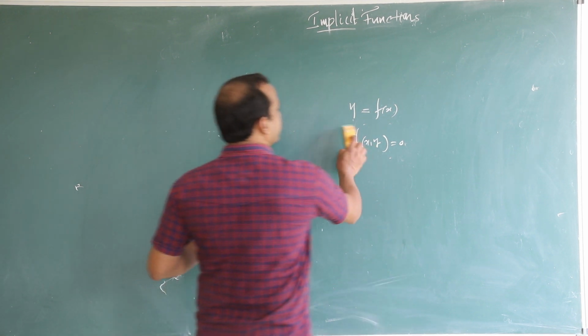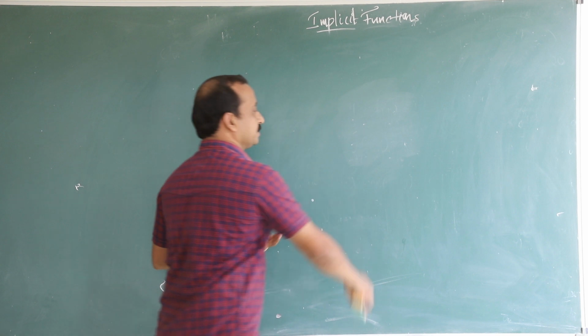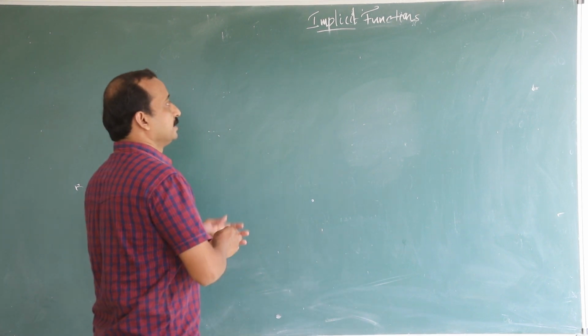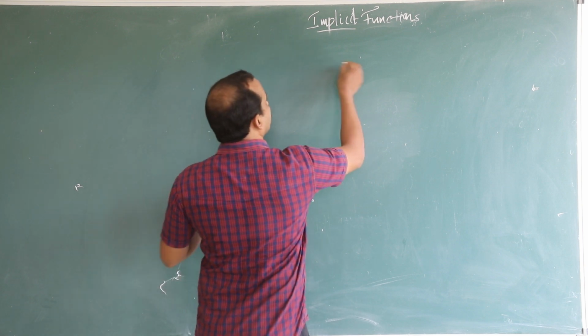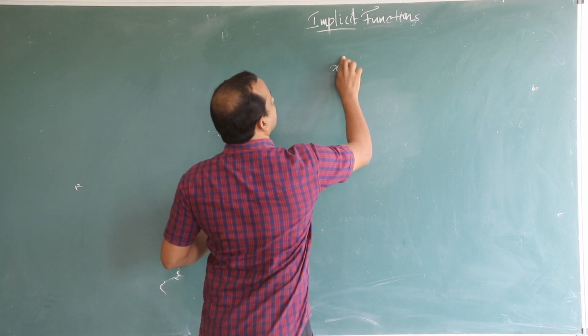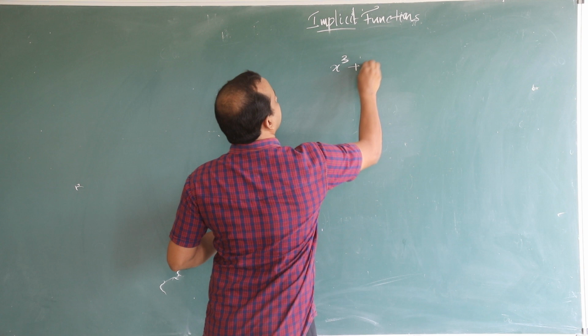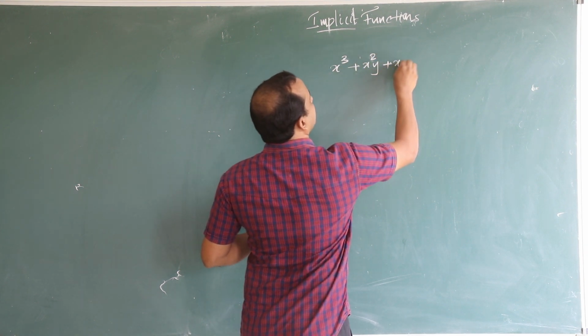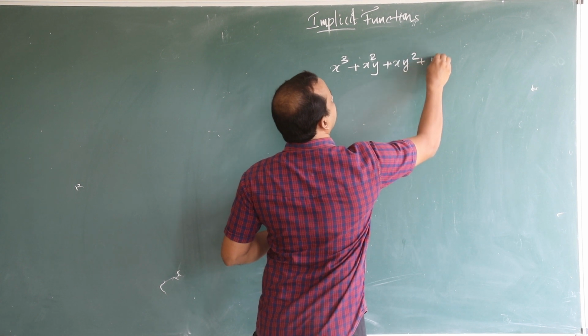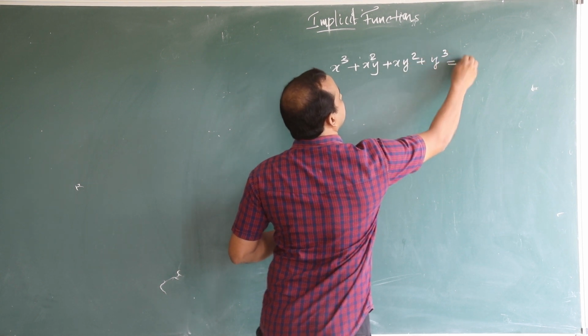Now we know how to find the derivative of an implicit function. Now I discuss two more problems based on implicit functions. How to find the derivative of the implicit function x cube plus x square into y plus x into y square plus y cube is equal to 0.